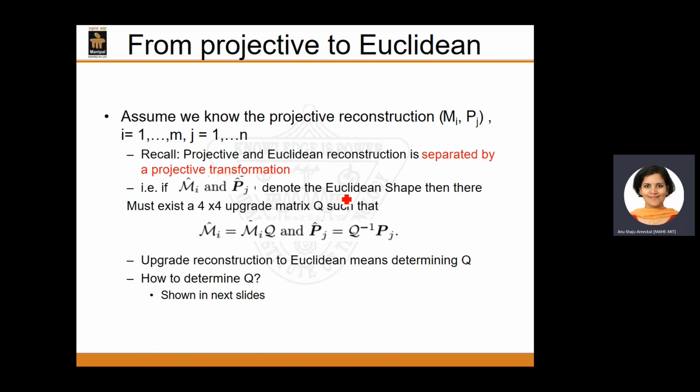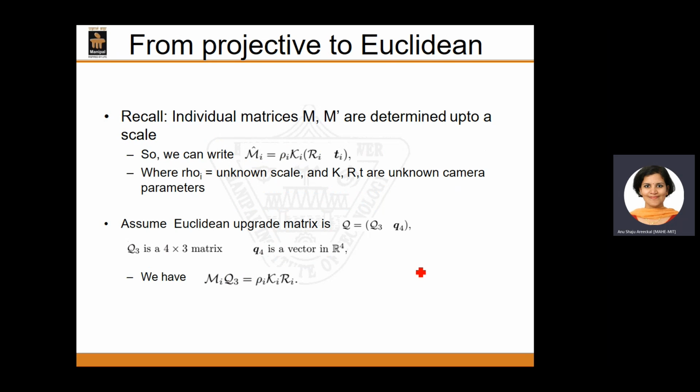So what we are going to say is that if you have a projective reconstruction and a Euclidean reconstruction, they can be mapped to each other using a projective transformation. There would be some transformation which can be used to map the projective reconstruction to the Euclidean reconstruction. Here we need to find out what that mapping transformation is, which we can represent as Q. So now the problem reduces to finding this transformation matrix Q, which helps to transform from the projective space to the Euclidean reconstruction.